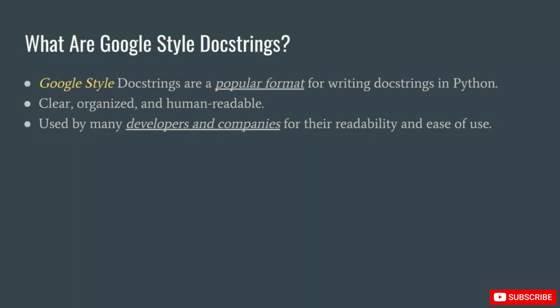Google-style docstrings is a widely used format for writing docstrings in Python. This style is popular because it's clear, organized, and highly readable, making it easier for both developers and teams to understand and maintain code. Many companies and developers prefer Google-style docstrings specifically for their readability and ease of use, as they present information in a logical, structured way.